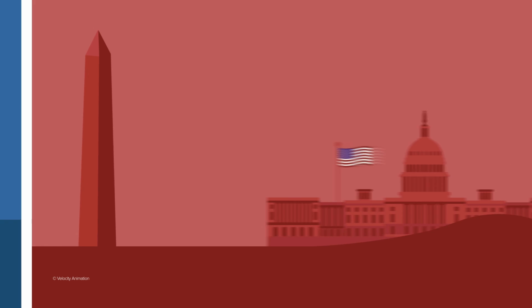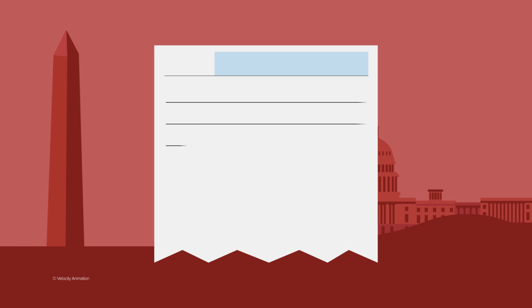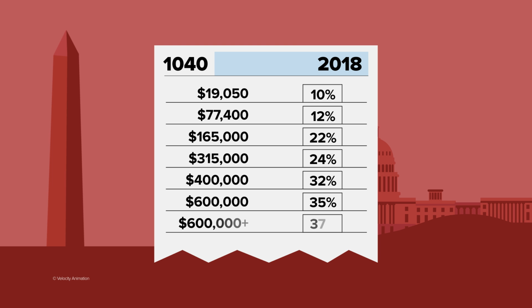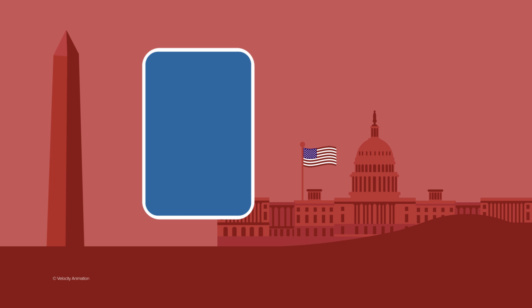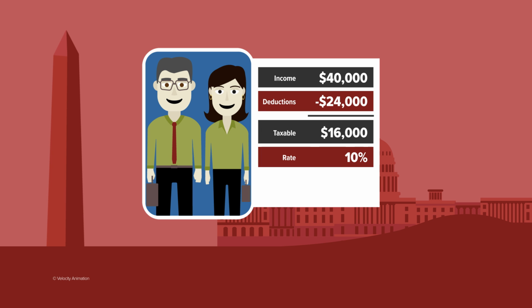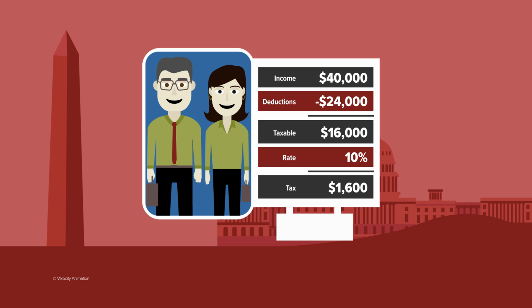An example of a progressive tax is the United States federal income tax system. Your tax bracket increases the more you make. To understand how it works, look at these two hypothetical couples. The Browns make a combined income of $40,000. After standard deductions, they're in the 10% bracket. They pay $1,600 in income tax, or 4% of their gross pay.